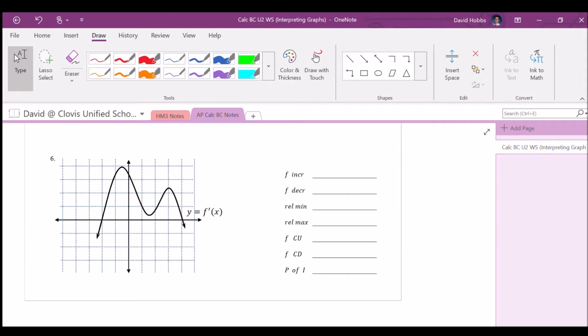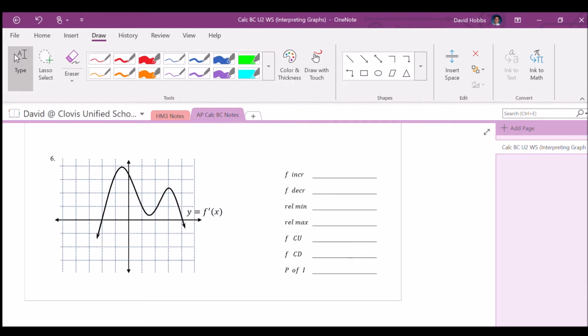In calculus, we need to be able to interpret graphs, and probably the most important thing, at least at the beginning, is to make sure you understand what type of graph you've been given. Is it a graph of an original function? Is it the graph of a derivative, first derivative, or is it the graph of a second derivative? Because it completely changes how you interpret things based on what type of graph it is.